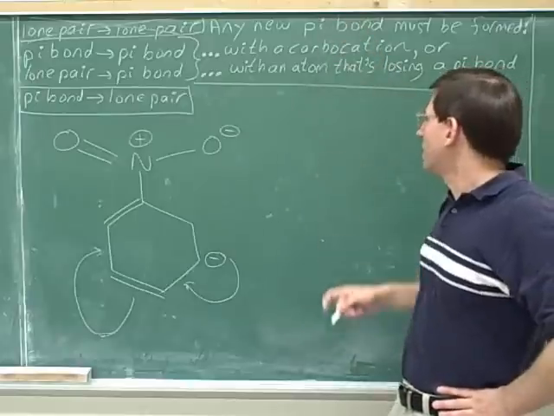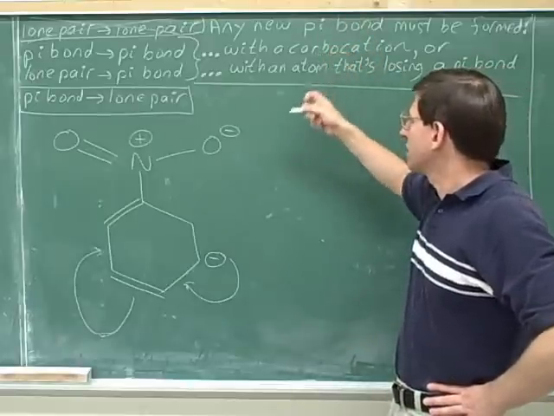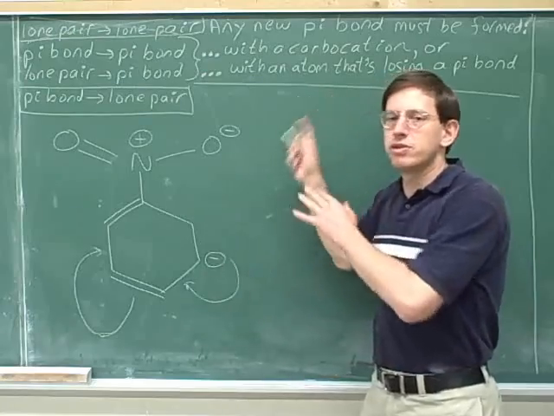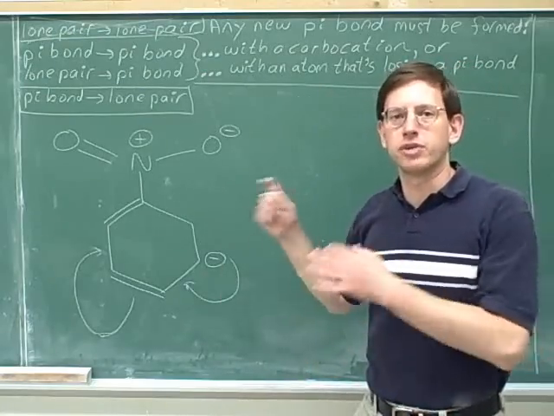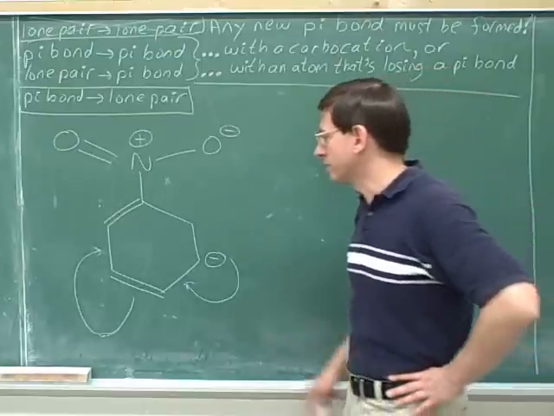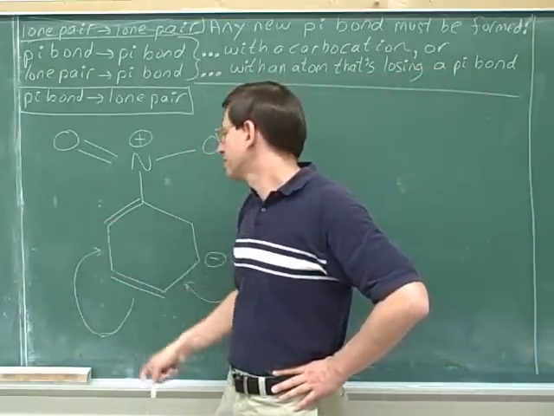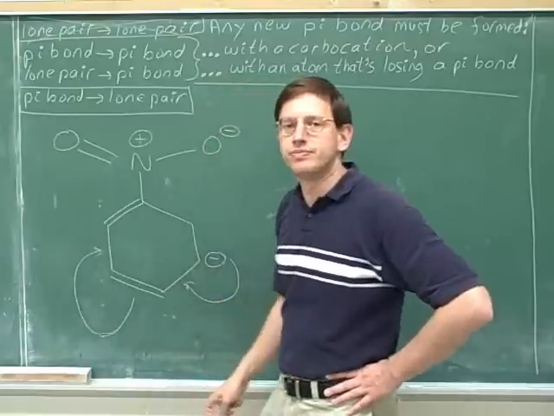If you form a new pi bond, make sure that it's with a carbocation, or make sure that the new pi bond is with an atom that's losing a pi bond. If you follow those rules, you can be sure that you're never going to exceed the octet rule. So that's what we're going to focus on. Well, this atom is forming a new pi bond, but it's not losing a pi bond. So this is an illegal arrow.